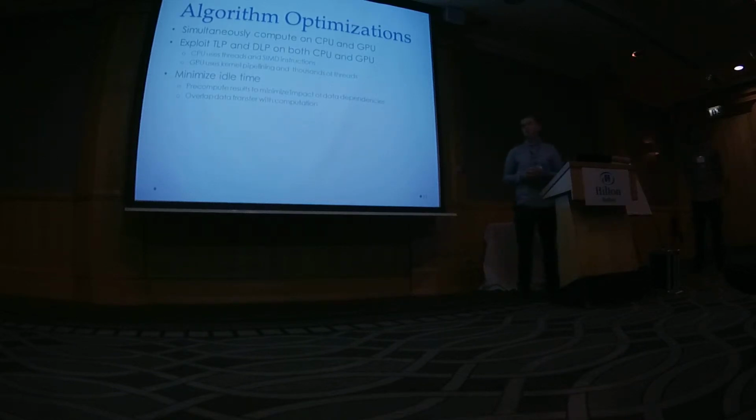So for algorithm optimizations, when we went through and refactored our code and put in our optimizations, we really had a couple goals in mind. We wanted to simultaneously compute on the CPU and GPU as much as possible. So we don't want to have any idle time on the CPU or the GPU, or have either processor waiting for a result from the other. That means at all times we want to have them both working at full occupancy, exploiting task-level parallelism on both the GPU and the CPU, as well as data-level parallelism. We'll get into that a little bit later. And one other goal is to minimize the idle time. If there's something that we can be doing to prepare ourselves for future computations, we want to be doing that just to minimize the wait time for each process.